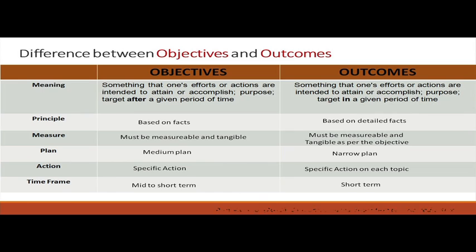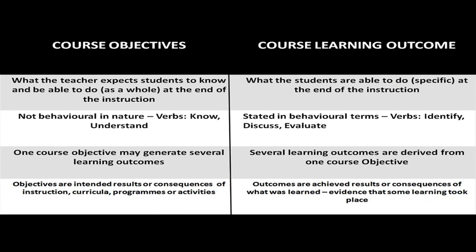On the plan, the objective is a medium plan, but the outcome is more narrow. Learning outcome is a narrow plan. On action, the objective is a specific action, but the outcome is the specific action of each topic, right. On time frame, the objective is mid or short term, but the outcome is very short term, right. So, course objectives and course learning outcomes.